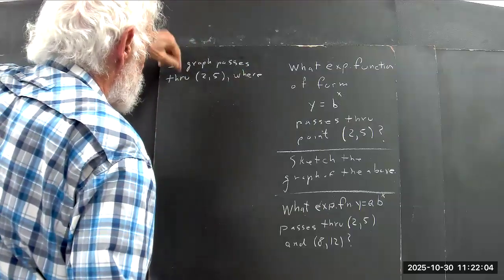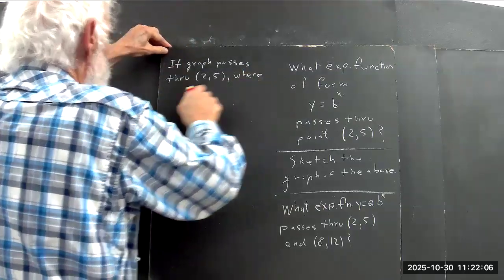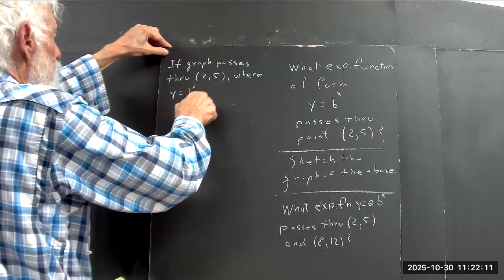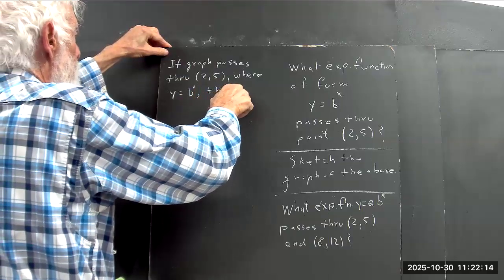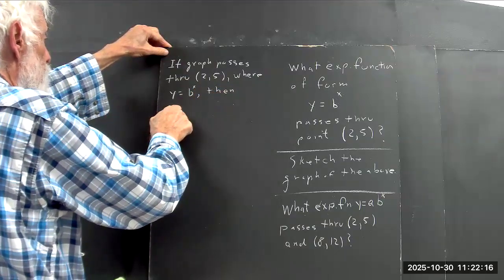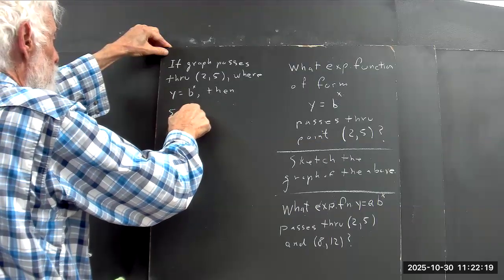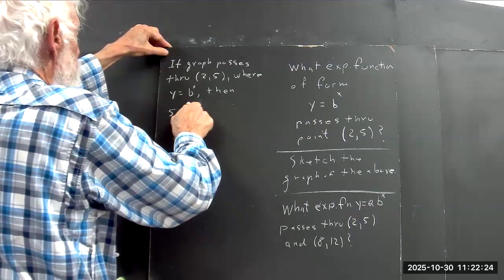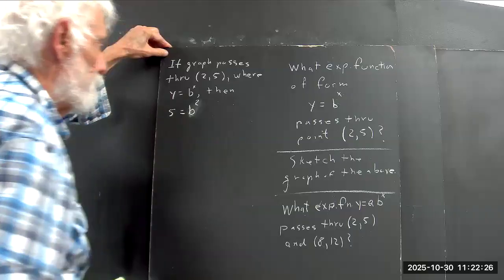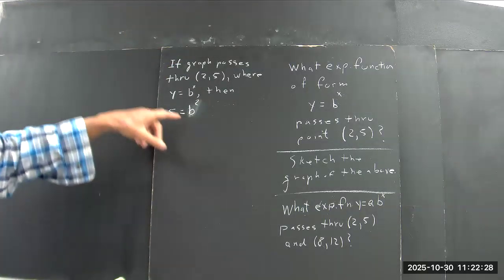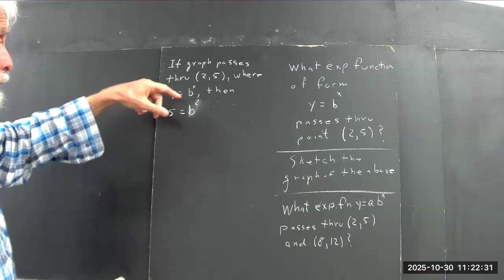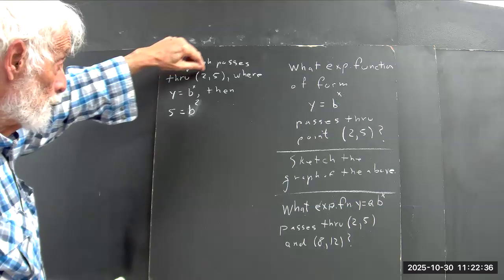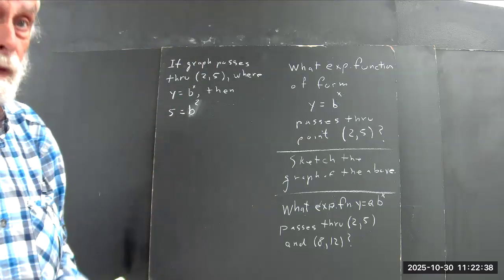I'll say if the graph passes through (2, 5), where y equals b to the x, then 5 equals b to the second. Okay, we're replacing y by a value of y, replacing x by a value of x. We know that a graph passes through a point, we can always write the equation.